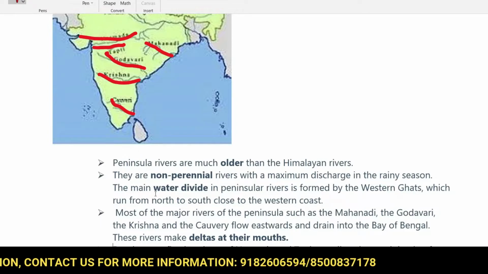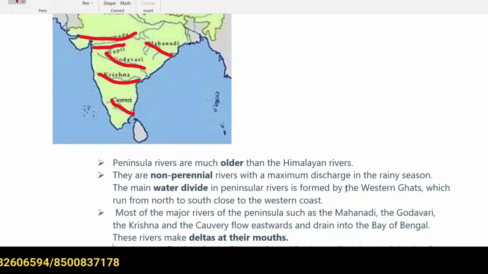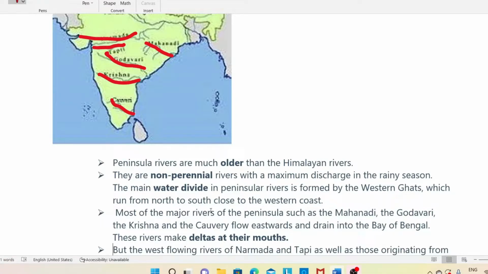The main water divide in peninsular rivers is formed by the Western Ghats, which run from north to south close to the western coast. Most of the peninsular rivers run in this direction, close to the western coast.